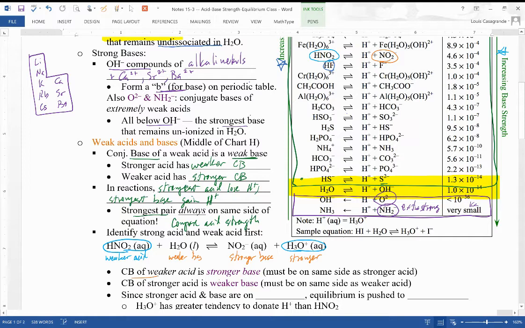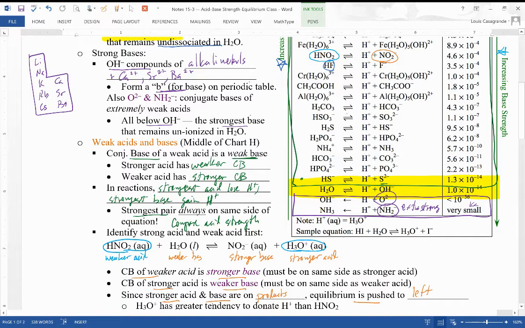So the conjugate base of the weaker acid has to be the stronger base because we're just comparing two things. That has to be the case. The conjugate base of the stronger acid is the weaker base. And the stronger acid and stronger base must be on the same side. And if you look at this reaction, they are both on the same side. Oh, I should have said this is an acid. So since the stronger acid and the stronger base in this reaction, this is always going to be the case, are on the product side, the equilibrium is pushed to the left.